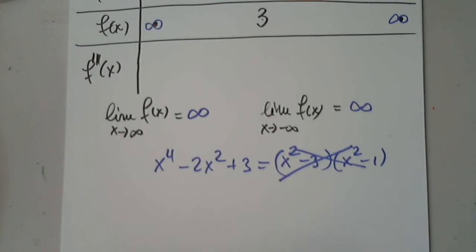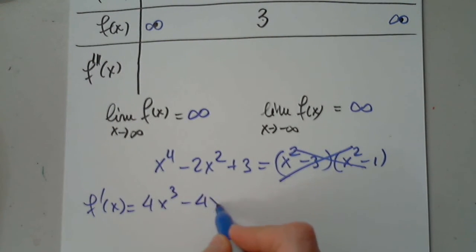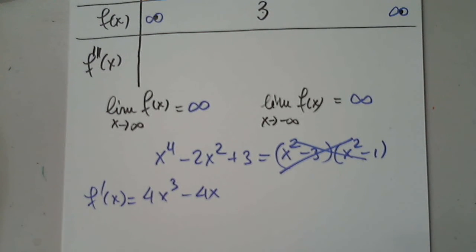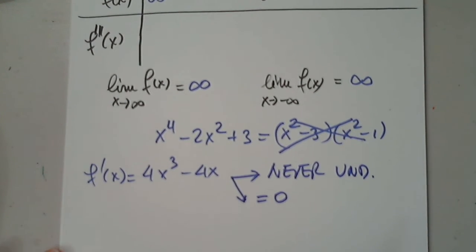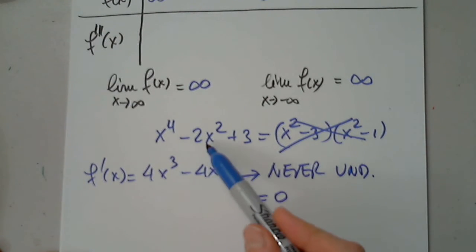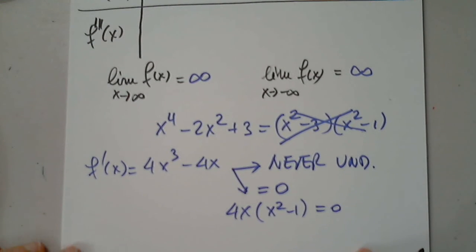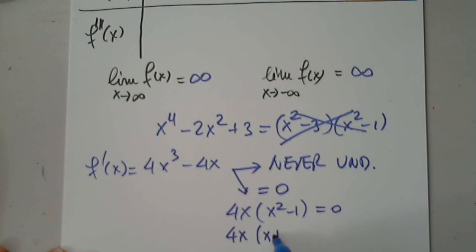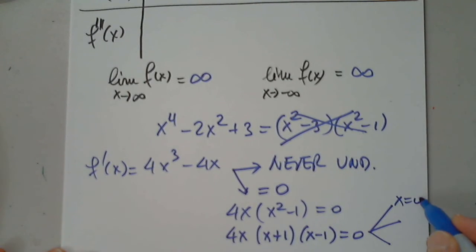Then we will continue with the first derivative. 4x to the third minus 4x. Nice. There is never undefined, but it could be equal 0. So 4x cubed minus 4x, correct. So then 4x, x squared minus 1 equals 0. And then I factor x plus 1, x minus 1. So there are three solutions: 0, -1, and 1. x equals 0, x equals 1, x equals -1.